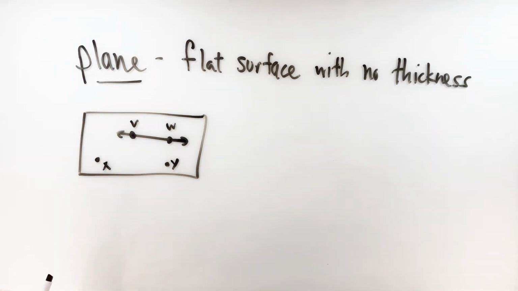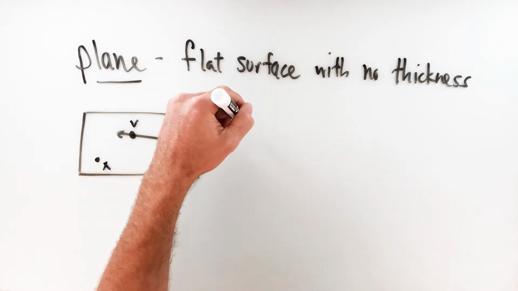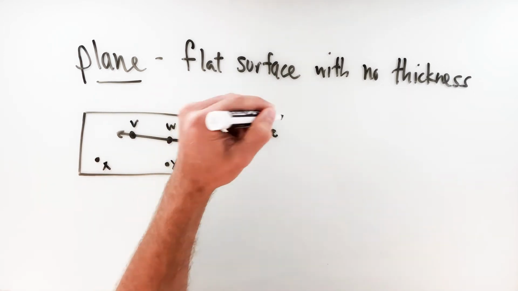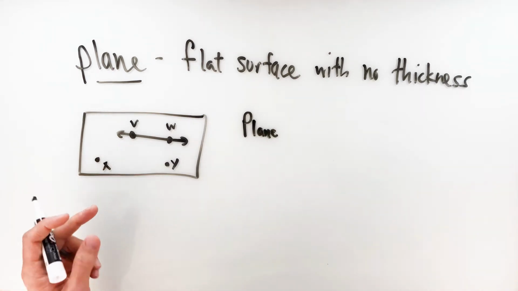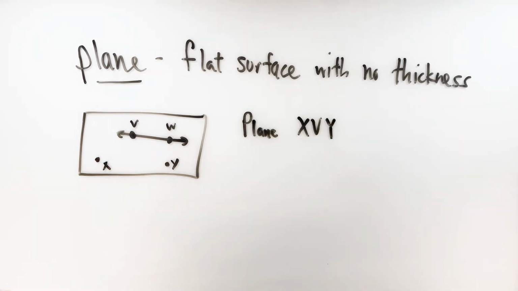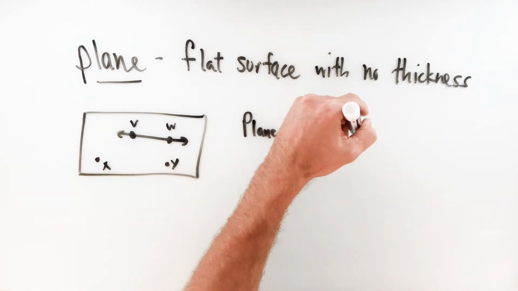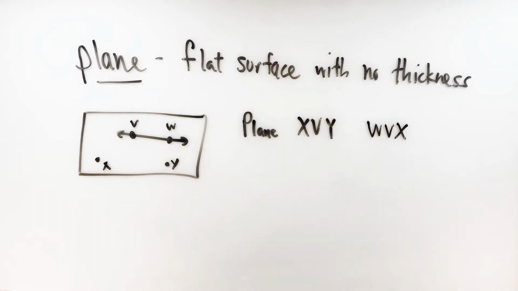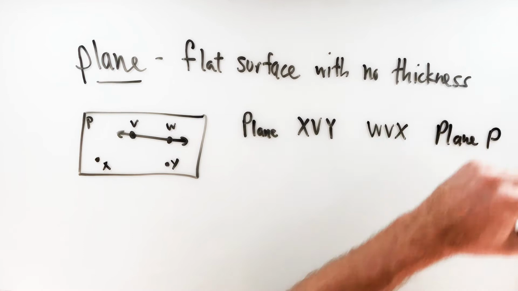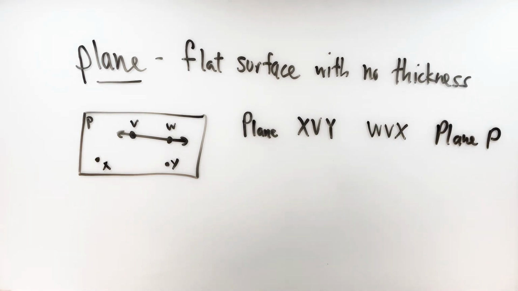And we have to be able to denote multiple planes too. So we have ways to name them. Usually we see 3 points. So if I say plane, pick 3 points on the plane, say X, V, Y. I could pick another 3, maybe W, V, X. And sometimes you might see in the corner a capital letter without a point on it, just a name of that plane. So I could also say this is just plane P. Okay, so any of these ways are perfectly acceptable ways to name that plane right there.